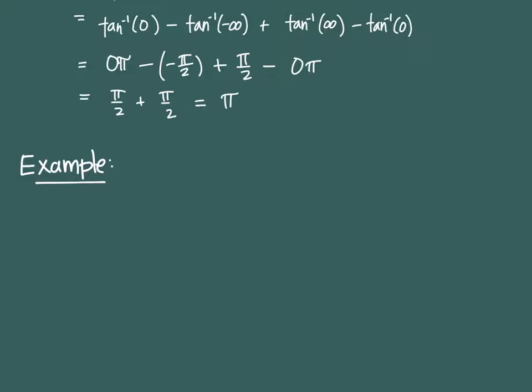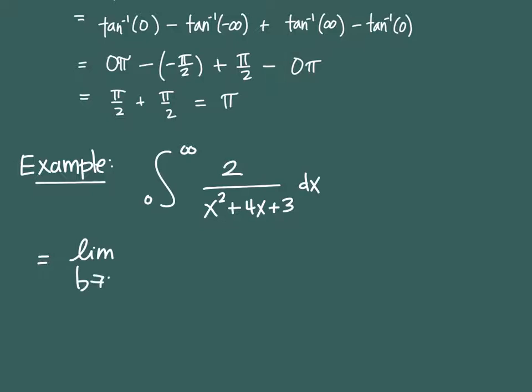Let's do the integral from 0 to infinity of 2 over x squared plus 4x plus 3 dx. I only have one infinity, so I'll do b as my upper bound, so 0 to b.